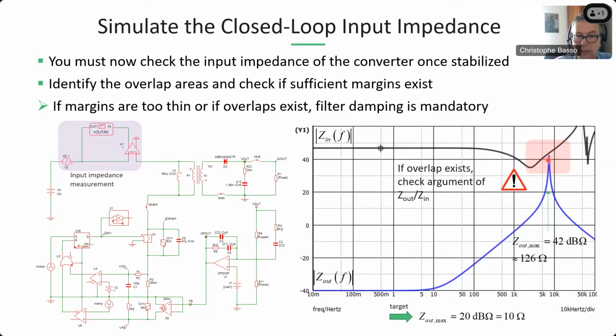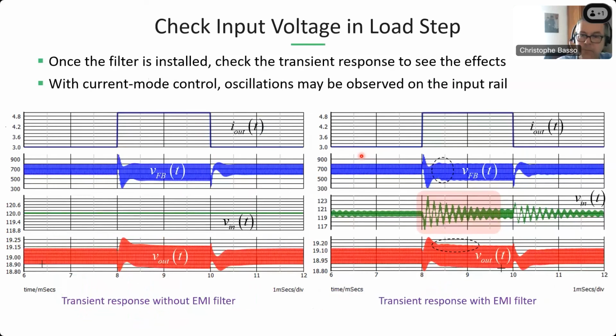Any overlaps means that Z in over Z out, or ZTH over Z in, is equal to 1. And if it's equal to 1, then it's the condition for oscillation, and you have to look at the argument of the corresponding transfer function. And you see here, without the filter, the transient response is clean.